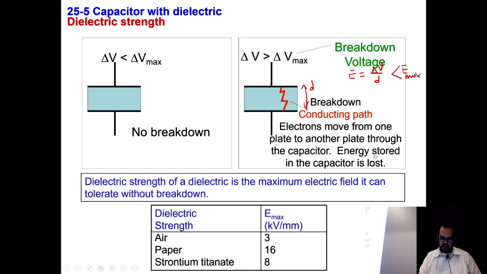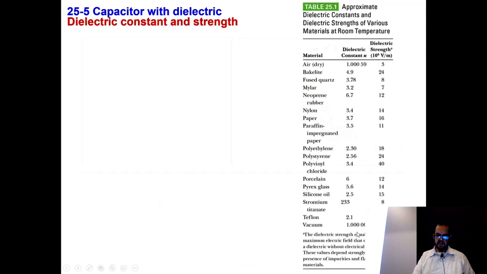For air, the maximum electric field that it can withstand without breakdown is 3000 volts per millimeter. It's quite high, 3000 volts per millimeter. If you introduce paper between the two plates, it increases to 16,000 volts per millimeter. And with strontium titanate, you can increase the electric field to 8,000 volts per millimeter. That's a very strong electric field. So usually you can operate them safely as long as you do not exceed the breakdown.